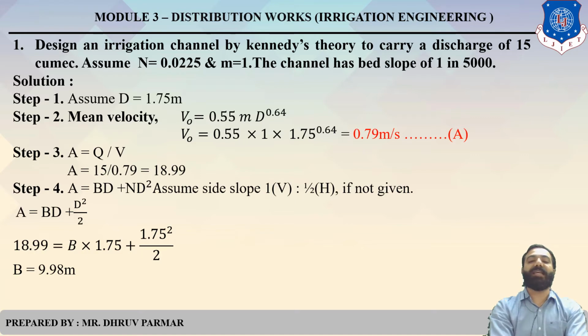The next step 3: find out the cross-section area. We have velocity, we have discharge, so you can easily find out the area. Then step 4, we have the formula of area equals BD plus nD square, and here the side slope is not given, so we can assume n equals 0.5. Then we have area and depth, so putting in these equations we get B equals 9.98 meter.